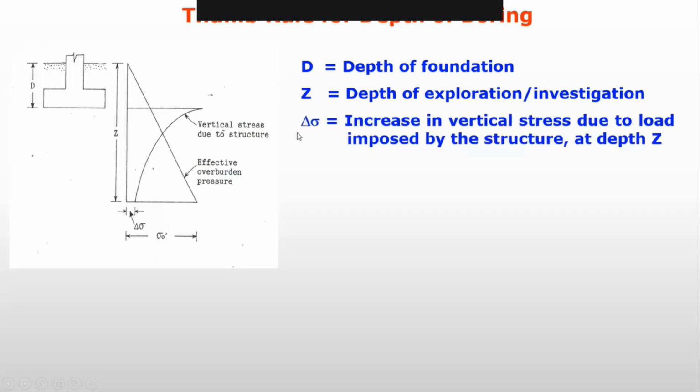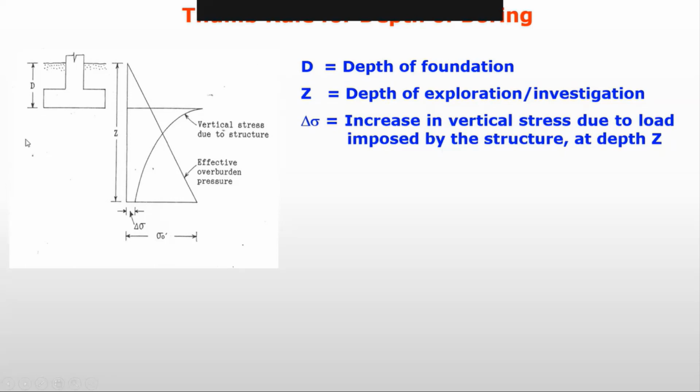So I will see that at Z there will be an earth pressure. This triangle that you are seeing is because of the earth pressure. It has been mentioned as effective overburden pressure, sigma 0 dash. And when I put a foundation here, it exerts a pressure, meaning with depth the pressure will get distributed by bulbs, by considering 45 degrees on both sides, it will go down.